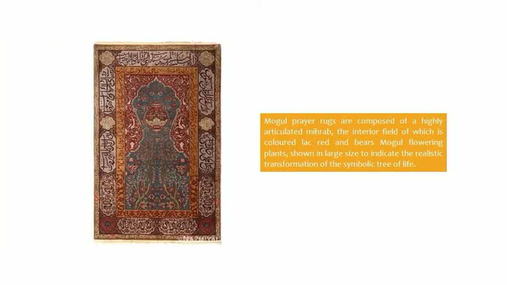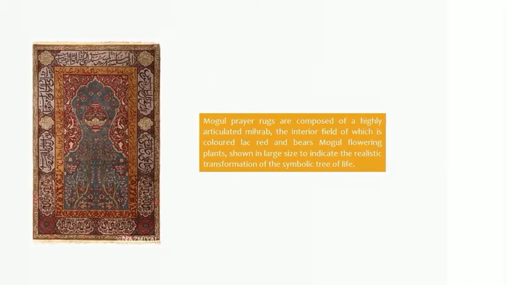The Mughal interpretation of the prayer rug, a type foreign to Indian religious life, shows the traits characteristic of Mughal style. Although clearly influenced by Persia, Mughal prayer rugs are composed of a highly articulated mihrab, the interior field of which is colored lac red and bears Mughal flowering plants, shown in large size to indicate the realistic transformation of a symbolic tree of life.